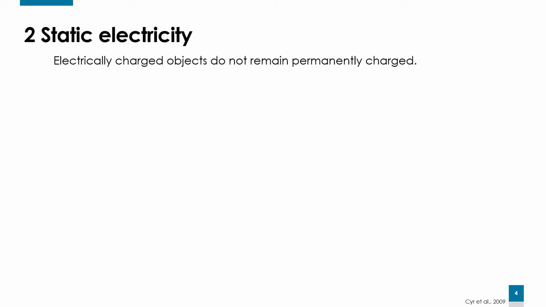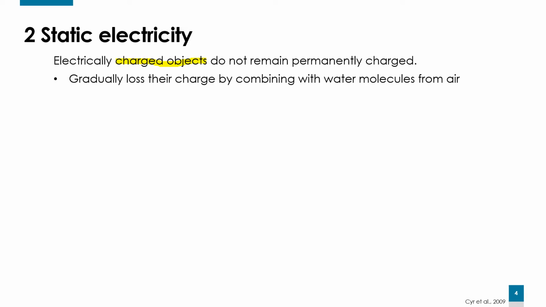Okay, so if I have objects that are charged, they usually do not remain permanently charged, okay? Because they usually lose their charge by combining, for example, with other molecules from air. So that's why static electricity is less frequent during humid weather. For example, during spring when it rains a lot, we usually experience less of this kind of spark that we feel than during cold weather.